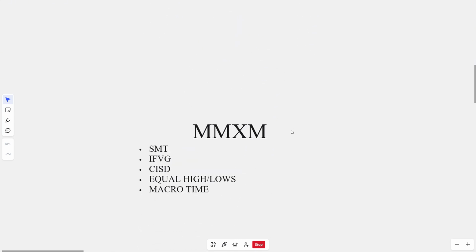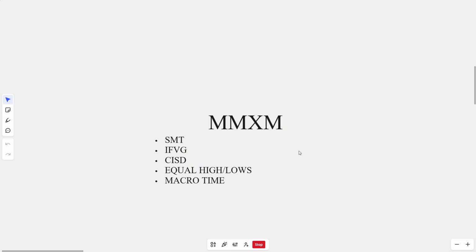So what do we need for us to validate market maker models? We need an SMT, inverse fair value gap, change in the state, equal highs or lows, micro time. This micro time is important, it's when the market is going to expand. You could know where it's going to expand, but you need to know when it's likely to expand. Because we're trying to time expansions here.